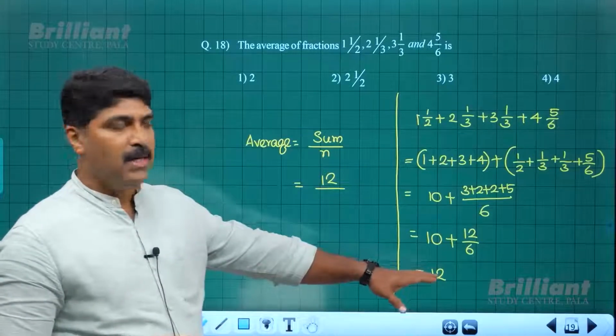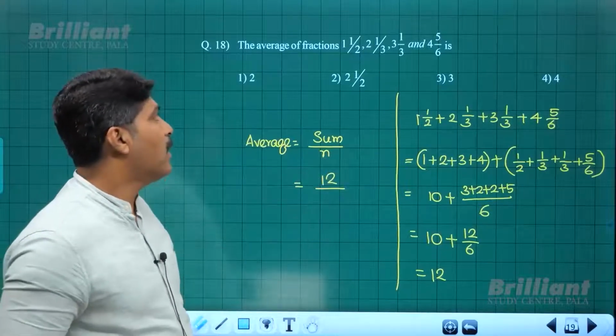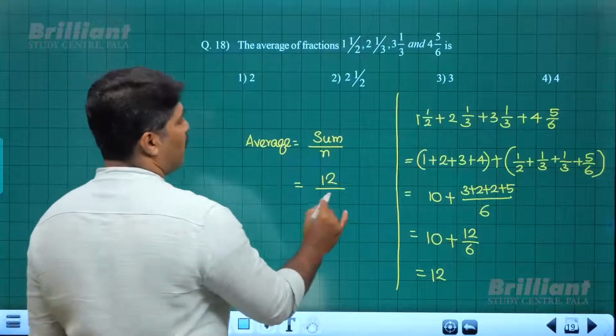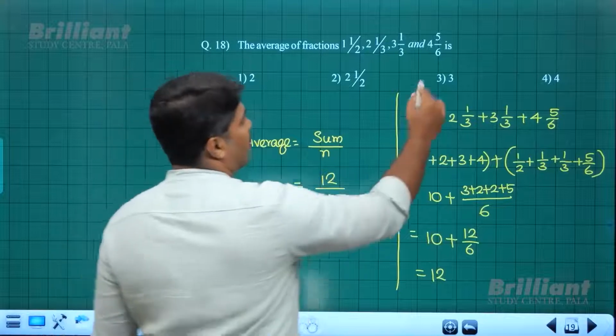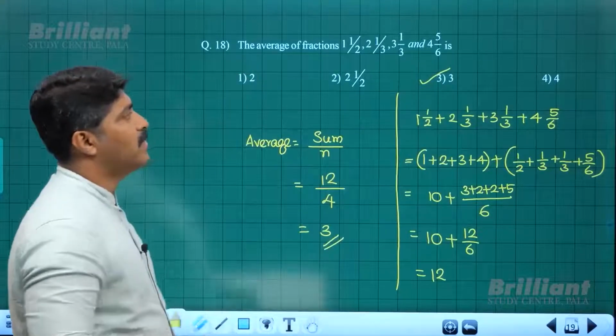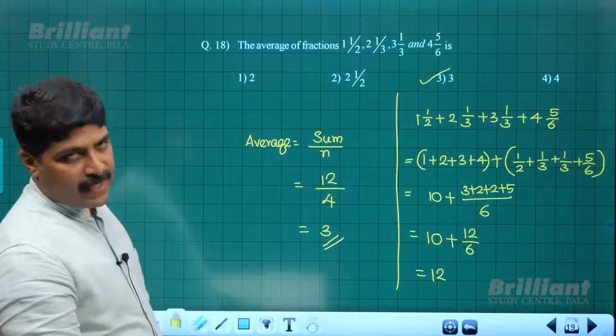From here we got the sum of all those fractions is equal to 12. How many fractions here? We have 4 fractions. So therefore sum divided by number. So the average of all these observations is equal to 3.